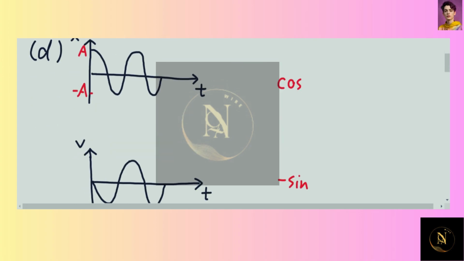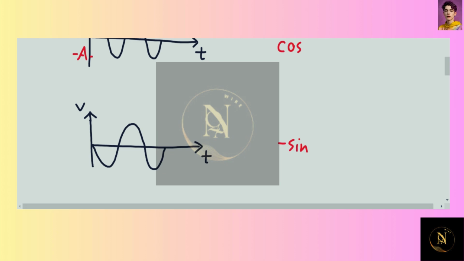And for the velocity versus time function, it should be a negative sine function, which should look something like this. And since we don't know the amplitude and the frequency from the function, that's all I can do.